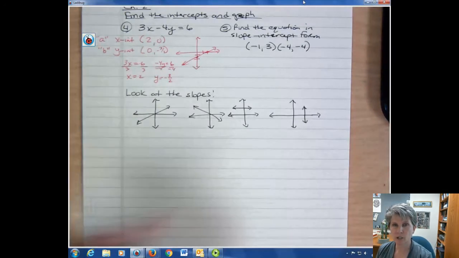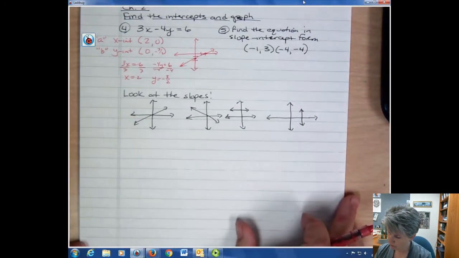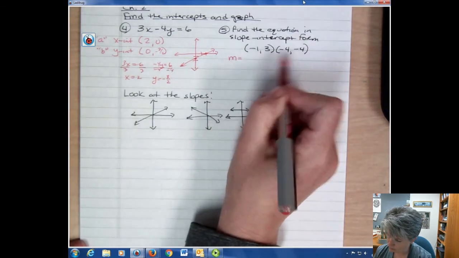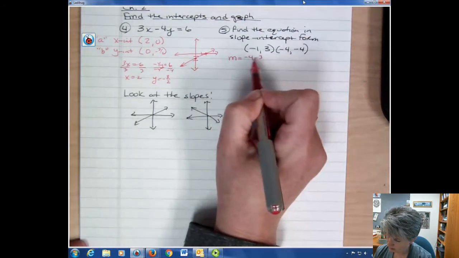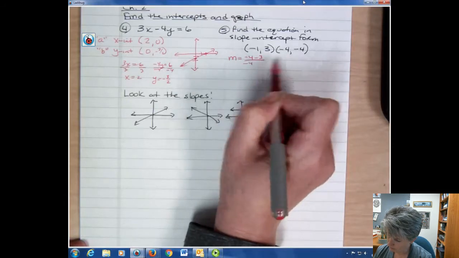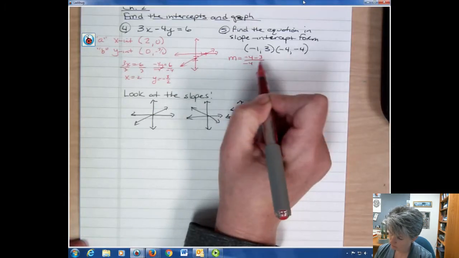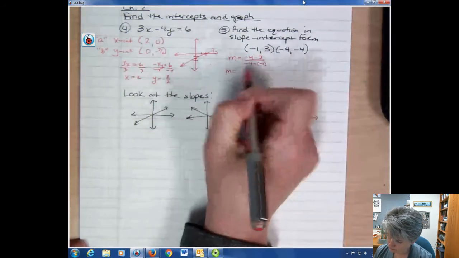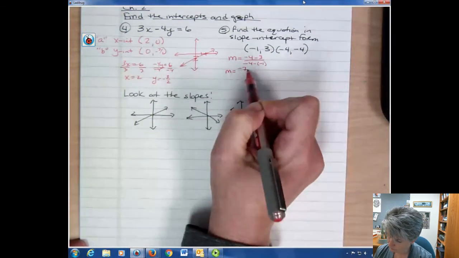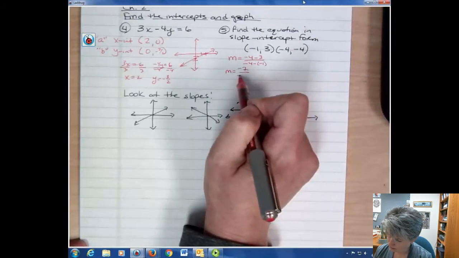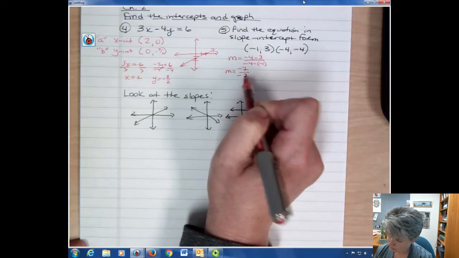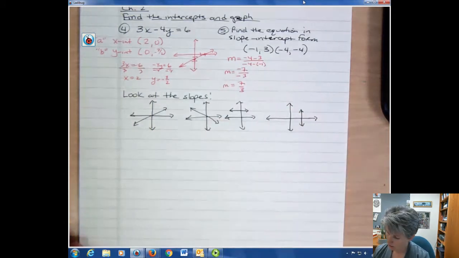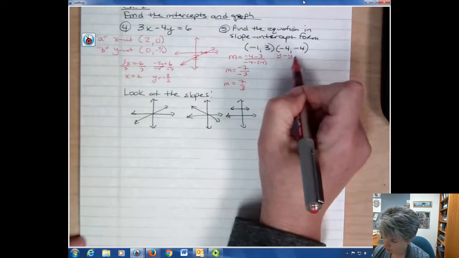This one says find the equation in slope-intercept form given 2 points. You're going to first find your slope by subtracting your y's on top and your x's on the bottom. Notice I'm subtracting a negative. I've got to put that in there. That gives me a slope of negative 7 over negative 3, or 7/3. Now I'm going to use the point-slope equation.